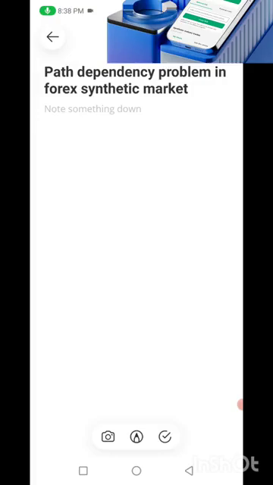And right here, the topic we're going to discuss is the dependency problem in the Forex synthetic market. This topic is crucial because when you are analyzing the market, what comes to your mind is to follow the path of least action. But in the pursuit of following the path of least action, a lot of traders, about 90%, follow the wrong path, and they actually lose their money. So this video is going to help you understand what it takes to follow the path of least action.